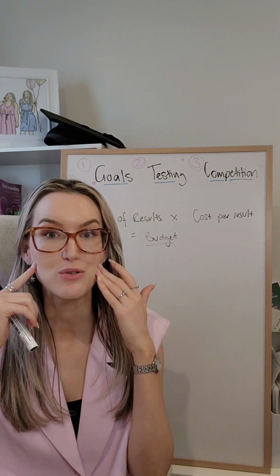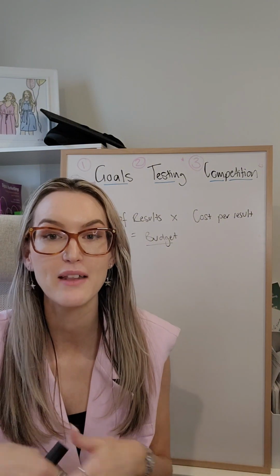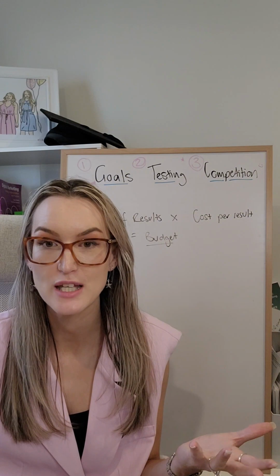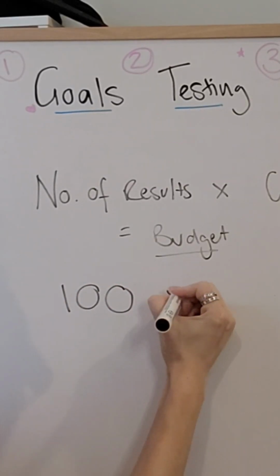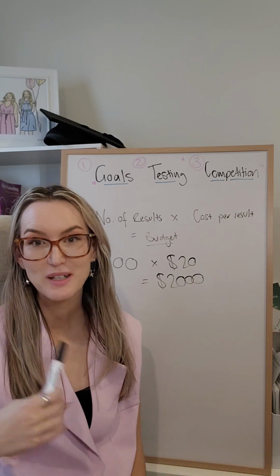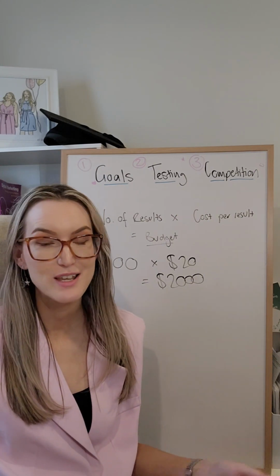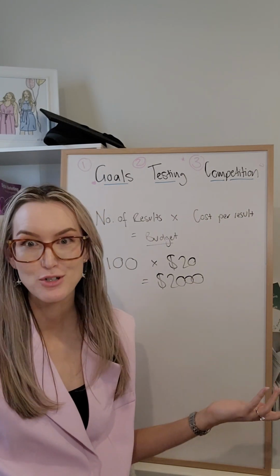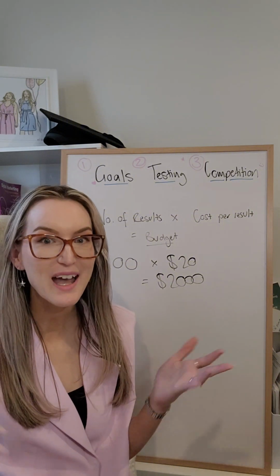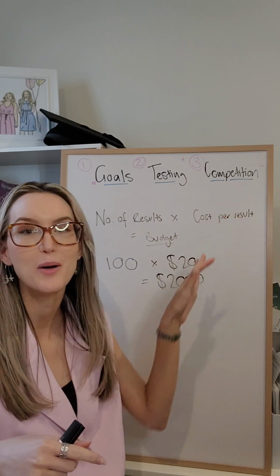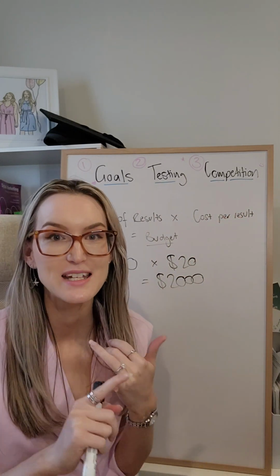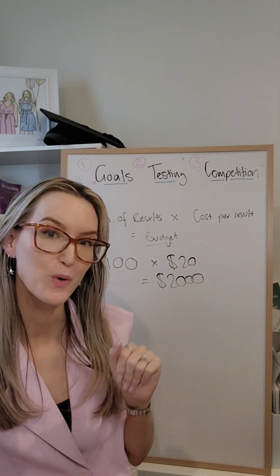So let's just say you want 100 orders a month and you're willing to spend $20 on each of those orders. So if you want 100 orders a month and you're willing to spend $20 on each of those, you're going to need to spend at least $2,000. Simple, right? So that's the first step. Now, of course, like I mentioned, there are a couple of other things you want to think about, testing and competition. So we'll break those down next.